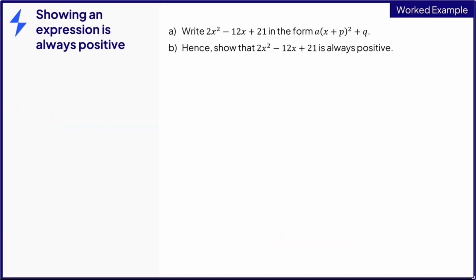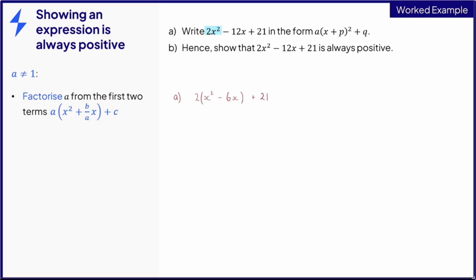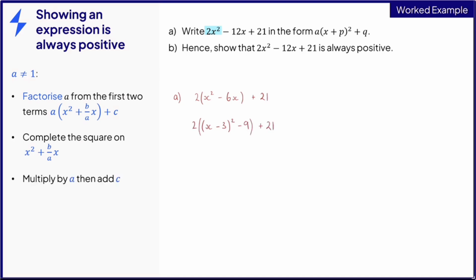Let's have a go at a worked example. Pause it and try it for yourself first. In part A, we're asked to complete the square, and we can see that there's a coefficient in front of the x squared, so we follow the steps for when a is not equal to 1. So factorize out the 2 from the first two terms, complete the square on the bit inside the bracket, multiply by the 2, and then add the 21. So now we know straight away that a is 2 and p is -3, and we can just expand and simplify to get what q is, which is just +3.